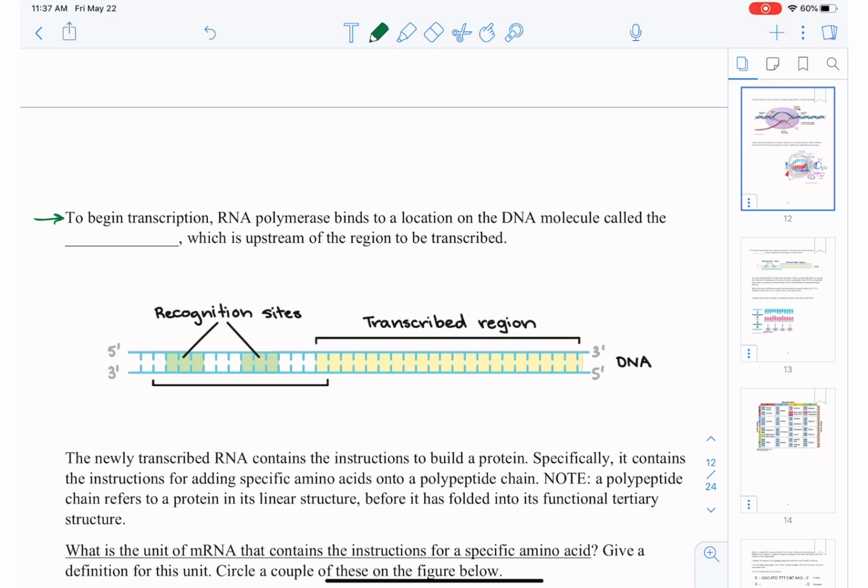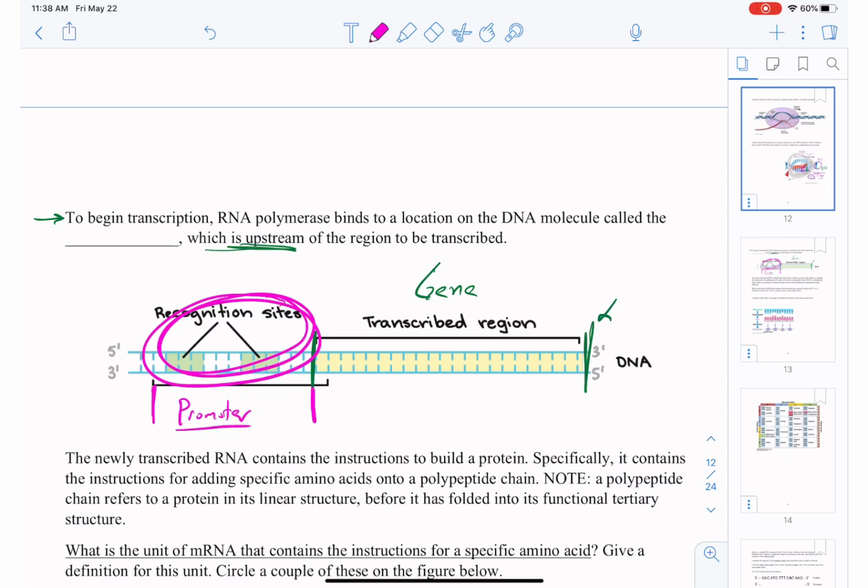To begin transcription, RNA polymerase binds to a location on the DNA molecule called what, which is upstream of the region to be transcribed. So down on this figure, this represents the gene, and the RNA polymerase is not just going to bind initially right in the middle of the gene, it binds to a region upstream of that. And this is the region specifically that RNA polymerase is going to bind to. And what do we call that region? That's called the promoter region. So it binds to the promoter, and then it's going to make its way down the double-stranded DNA, unwind that DNA, and make an mRNA molecule based off of the template strand.